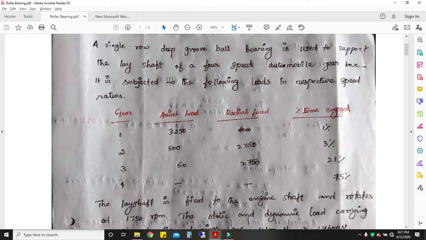So here a table has been given. In the table there are 4 gears and the axial load which is acting on the bearing in each gear is given. Similarly, the radial load which is acting on the bearing in each gear is also given, and the percentage time engagement is also given. The loads are given in Newton, and this percentage time engagement is related to the speed of the shaft.